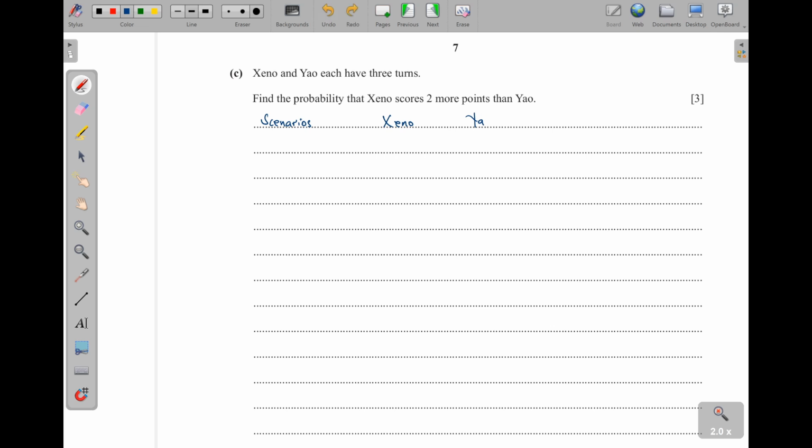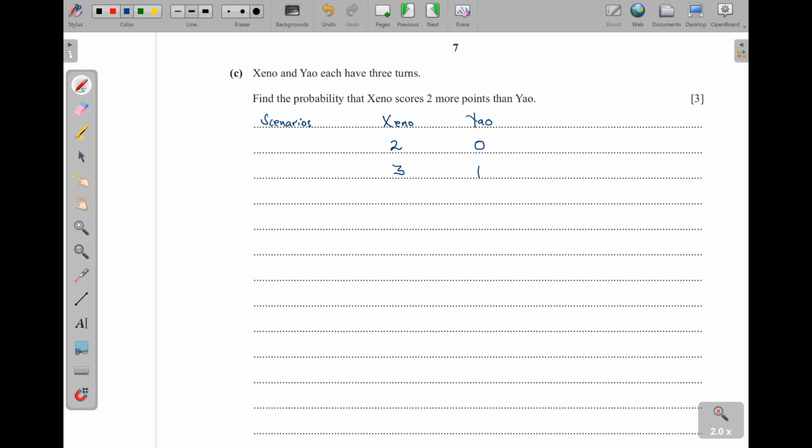Now, Zeno can score 2 points. That means Yao can score no point. Remember, they are doing 3 turns. So that means this person is throwing 9 times because a turn has 3 throws. And in a throw, when a 4 appears, that's a success, right? So this one can get 2 points here, and then Yao gets 0 points. Another possibility is that this one can get 3 points, and then this one gets 1 point. Okay? When you get 3 minus 1, you get 2. 2 minus 0, you get 2.